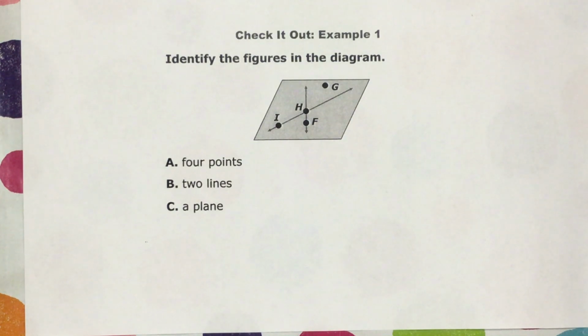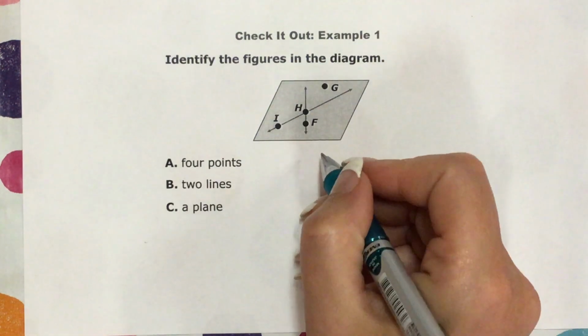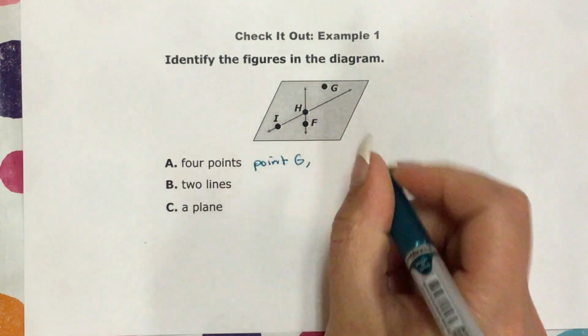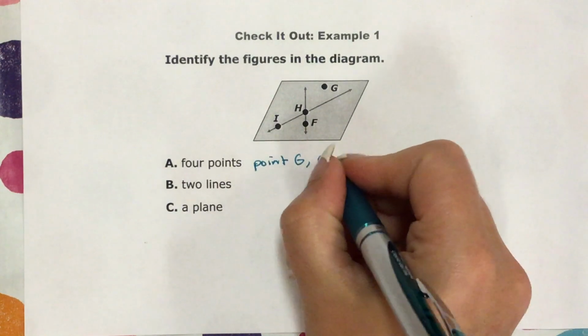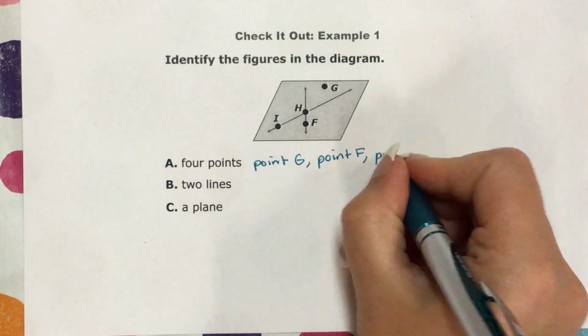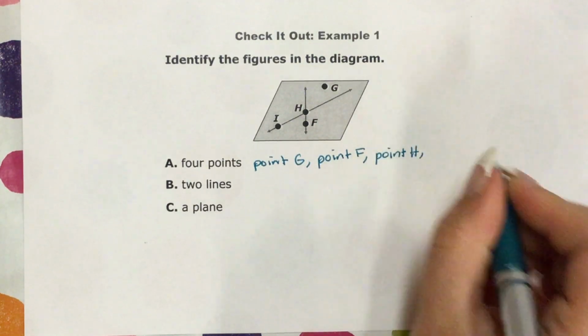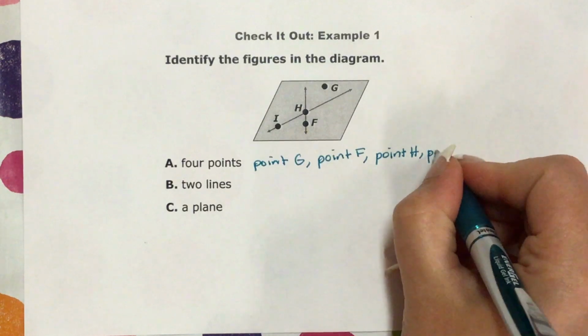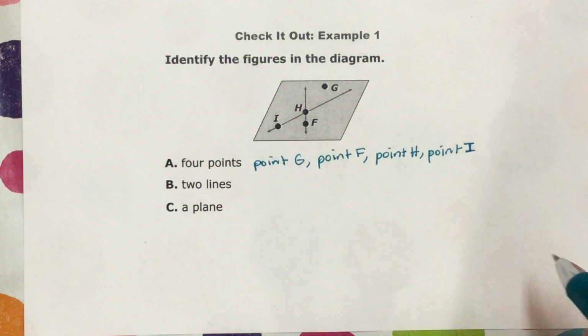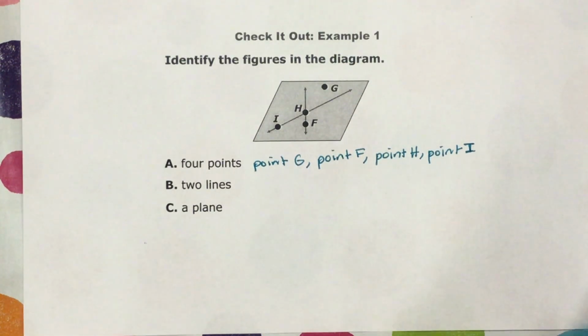Okay, we are back. Let's go ahead and identify four points. The first one, they're in no particular order. I'm going to go with point G. Point G would be one. We could go with point F as another one. Another one is point H. And the last point I see is point I. And I'm going to make I like that, and then it's very obvious that it's an I. So if you got all four of those correct and you wrote it correctly, great job.